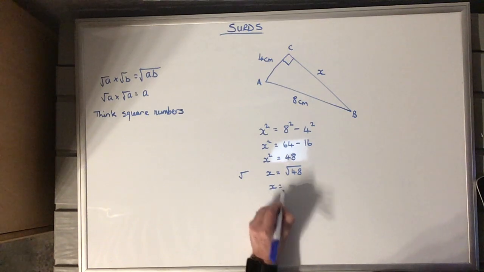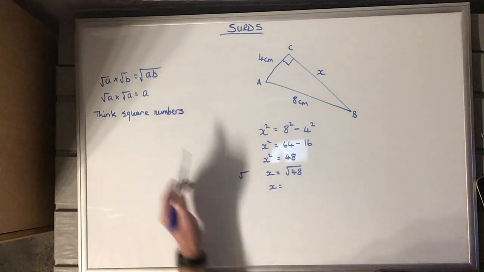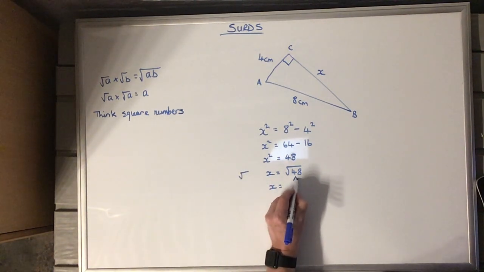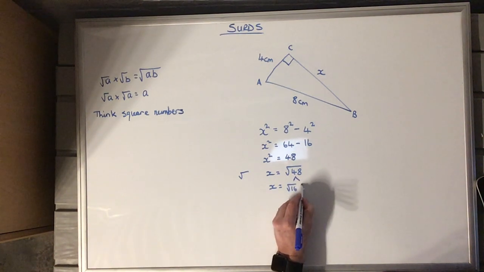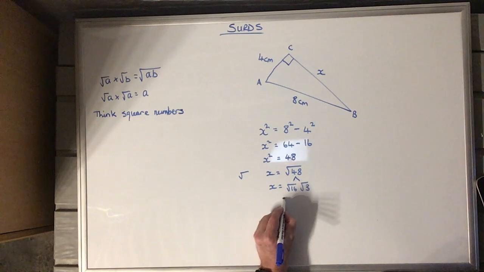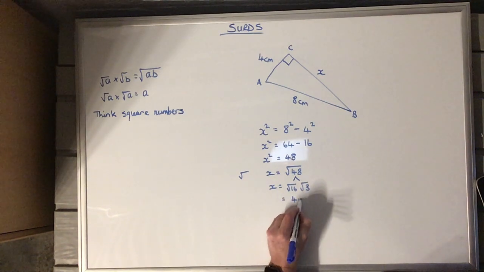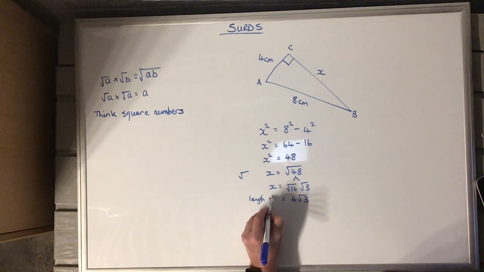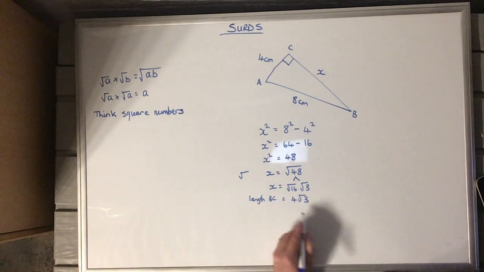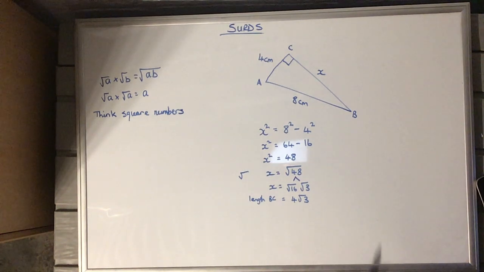So can we simplify that? Well, we're going to have to look for square numbers. So we can split that up into root 16, root 3. Square root of 16 is 4, so it's 4 root 3. So the length of x, which is BC, is 4 root 3.